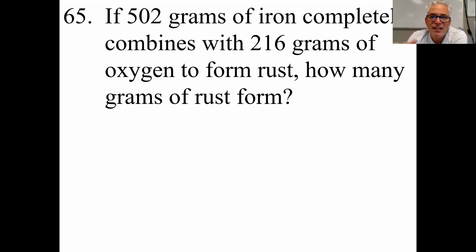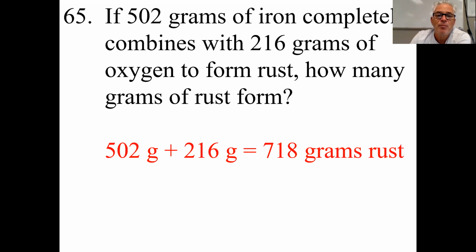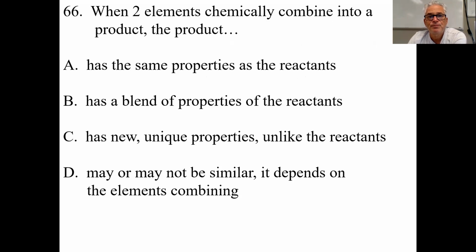The mass of the reactants equals the mass of the products because of the law of conservation of matter. Matter can't be created or destroyed in a chemical reaction or in a physical change. This is a chemical reaction. Iron and oxygen chemically form into a new compound called rust, or iron(III) oxide, and it's just a simple math problem. 502 plus 216 gives you a total of 718 grams of rust. Perfect mathematics. The reactant mass equals the product mass.